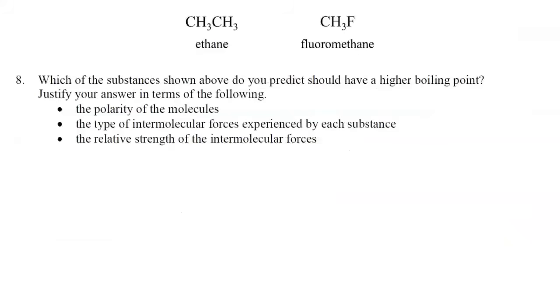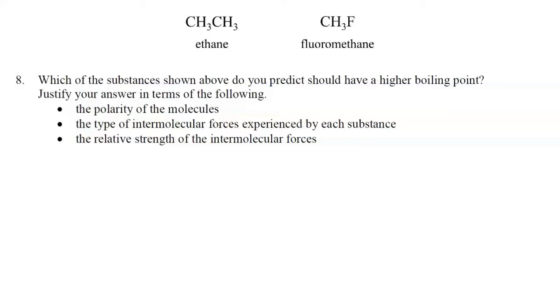Question 8 is similar to question 7, but the difference is that instead of being given the boiling point of each substance and having to explain why, you have to make a prediction about which substance should have a higher boiling point and then justify your answer. You have to justify your answer in terms of the polarity of the molecules, the type of intermolecular forces experienced by each substance, and the relative strength of the intermolecular forces.